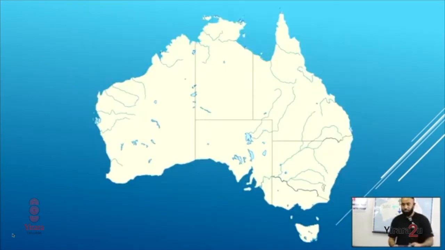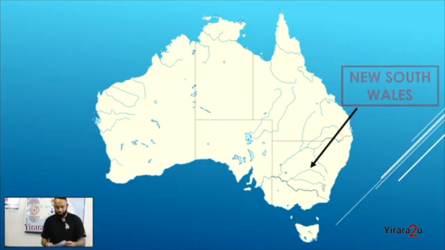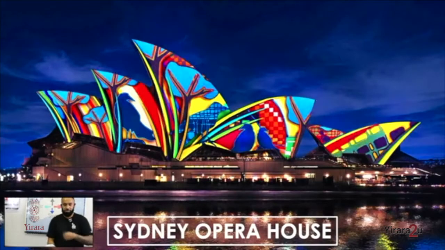All right, as we move further south of Australia, still on the east side, or on the right-hand side of the map, we have our next state, and that is New South Wales. An awesome attraction that a lot of people know around the world, and one of the main reasons a lot of people visit Australia, is the famous Sydney Opera House, which is based in New South Wales, on the southeast point of Australia.